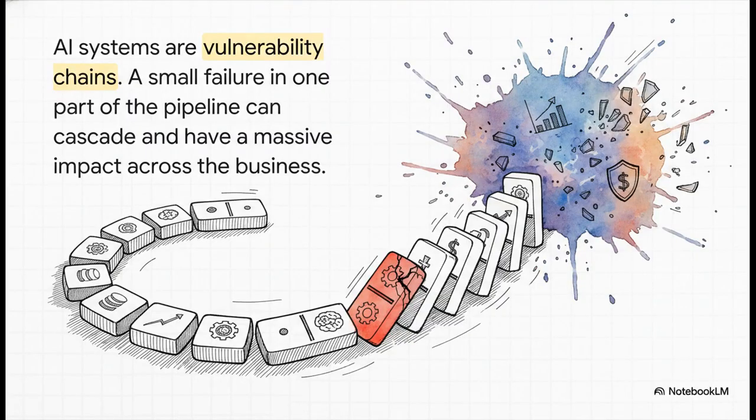And finally, we've got to talk about the pipelines. AI isn't just one thing, it's a whole chain of interconnected services. So a tiny failure in, say, your data ingestion pipeline can starve the model of fresh information. That can cause a cascade of bad decisions downstream that can ripple through the entire business. It's a domino effect waiting to happen.